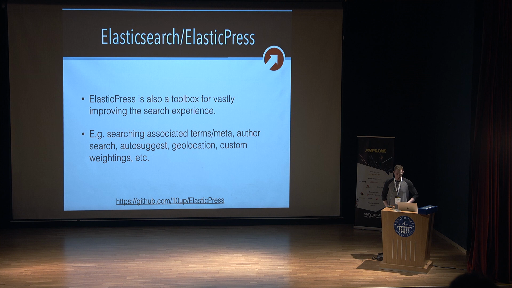Also, of course, ElasticPress is a toolbox that you can use for really improving the search experience. With ElasticPress, you can search associated terms, you can search meta, author, you can do things like auto-suggest, geolocation, custom content weighting of different fields. So there's just a lot of powerful ways that you can enhance the search experience for your application.